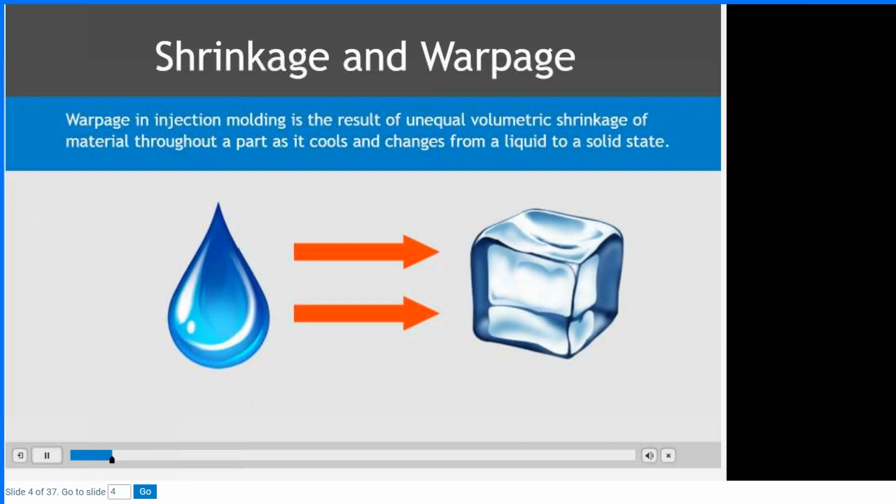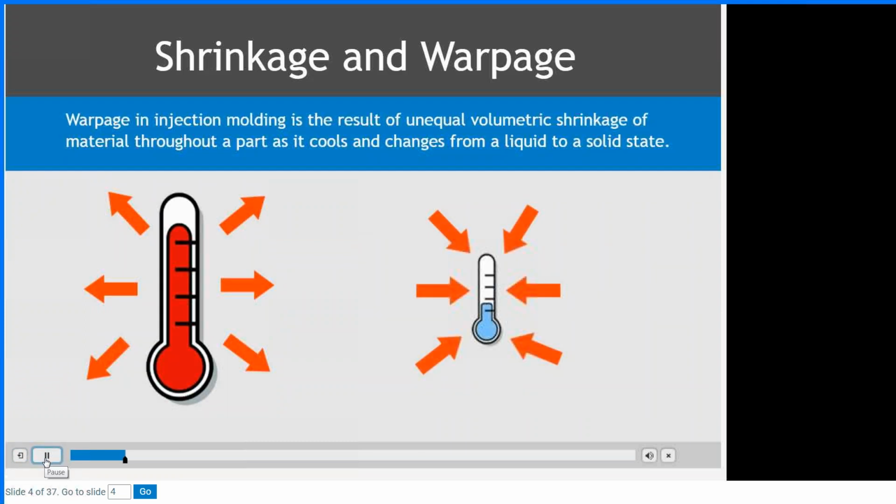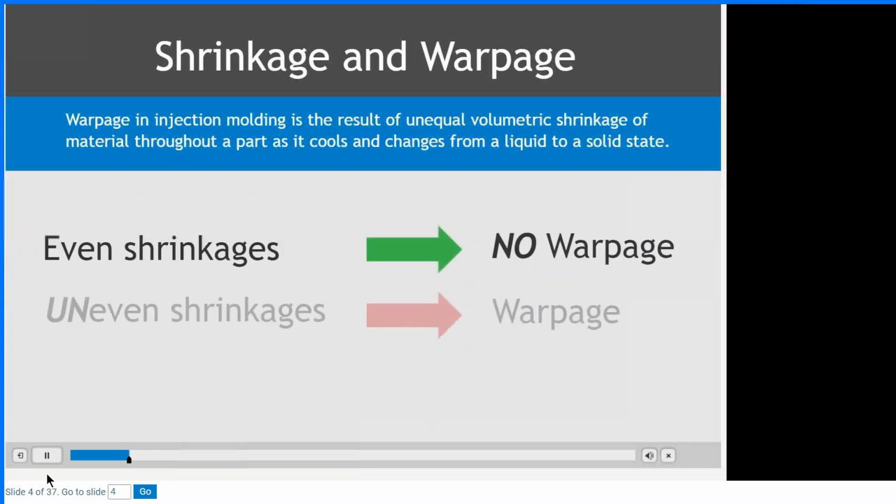Warpage in injection molding is the result of unequal volumetric shrinkage of material throughout a part as it cools and changes from a liquid to a solid state. Variation of temperature and pressure initiate the change of specific volume and polymer density, which can result in warpage of an injection molded part. Polymer materials naturally expand when they are heated and shrink as they cool. If polymer shrinkages are even in all directions, there is no resulting part warpage. Warpage only occurs when there are uneven shrinkages.